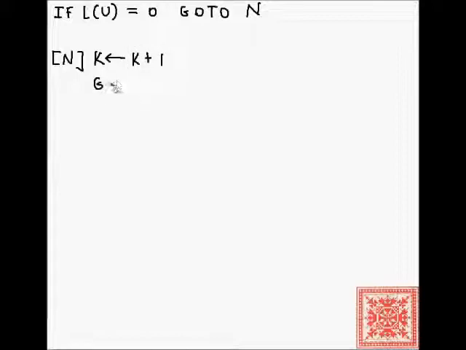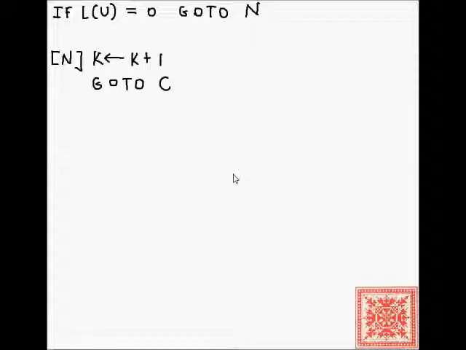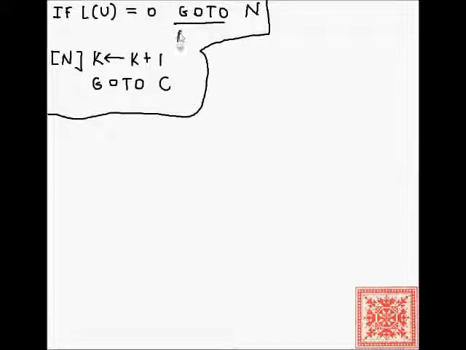If L of U is equal to 0, then we go to N, the label for a no-op, or nothing. How exactly do we execute a no-op? We simply increment the instruction counter by 1, set it to the next instruction counter, and then we go back to C, which can be construed as the continuation line. So should we continue? Let's check our label and see if label K now is 1 plus the length of the program, in which case we're done. Okay, so this is how we execute the no-op.